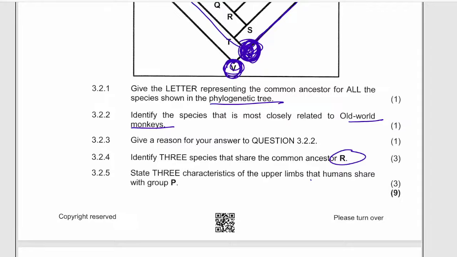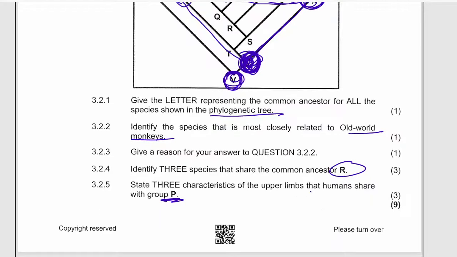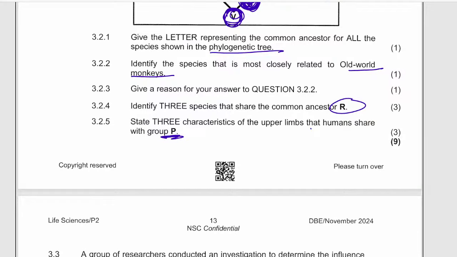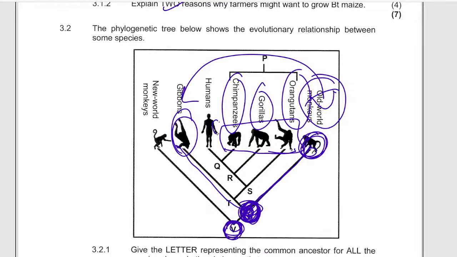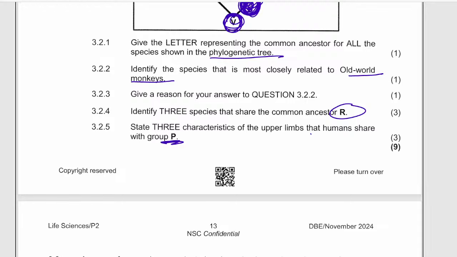State 3 characteristics of upper limb that humans share with the group P. Group P is this. So upper limb here, guys, you are looking at only the upper limb, meaning the forelimb. So you talk about opposable thumb, nails instead of claws, free rotating arm, elbow at 180 degrees. All those are talking about the upper limb, meaning only this. The others should be linked to the forelimb, meaning the upper limb, your hand.